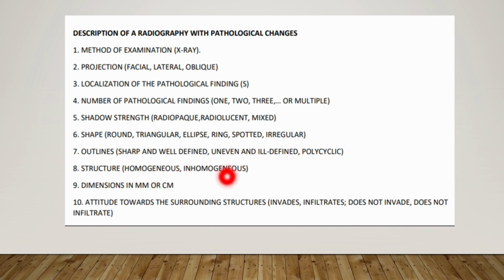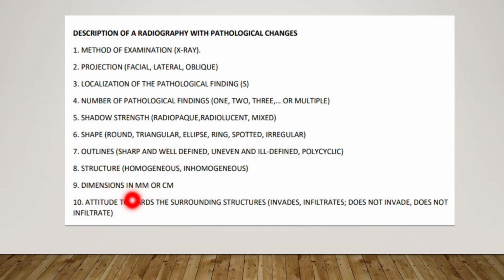Structure, homogeneous, non-homogeneous. Homogeneous, think of something like a tumor, maybe a lobar pneumonia. Inhomogeneous, maybe some cyst. I'm hesitant to say bronchopneumonia, but maybe some cyst. Going back to outlines as well, I should have mentioned ill-defined is more associated with malignant tumors, and more well-defined is benign.